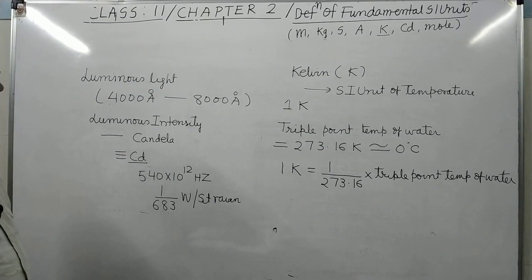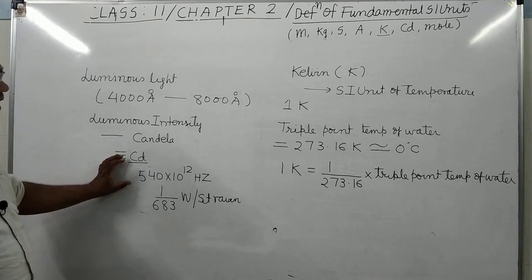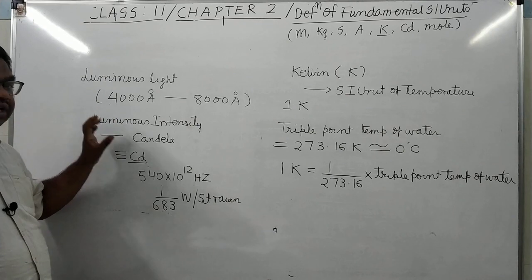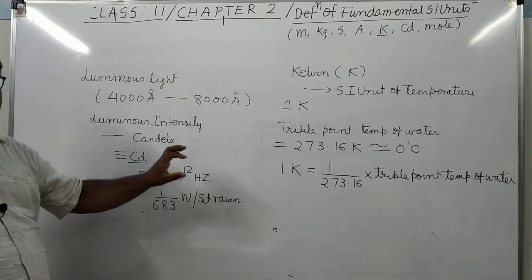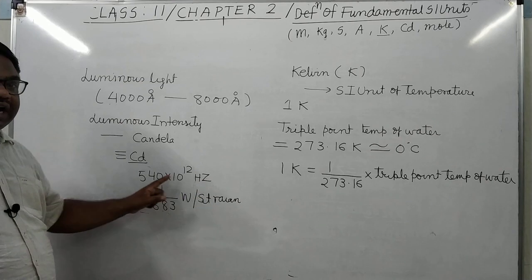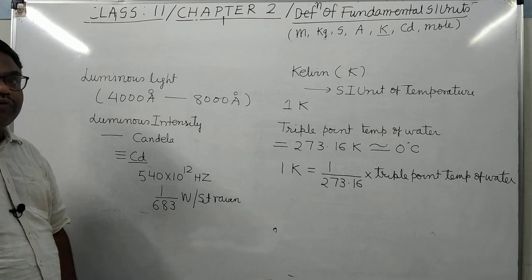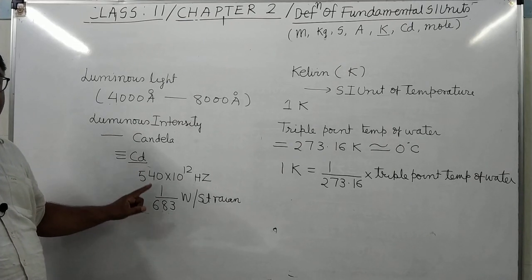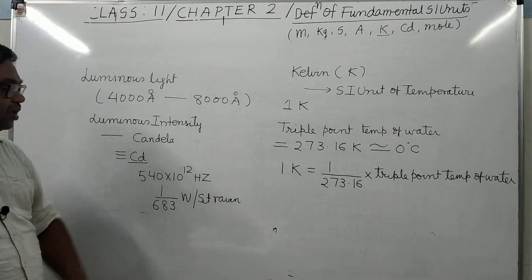It's clear? Now here there is one term, monochromatic. Monochromatic means single wavelength. Single wavelength means single frequency. It's clear? You see here, what is one candela? Listen once again. One candela is the luminous intensity of a source in a given direction, which emits light of the frequency 540 into 10 to the power 12 hertz, and having radiant intensity in that direction 1 upon 683 watt per steradian.